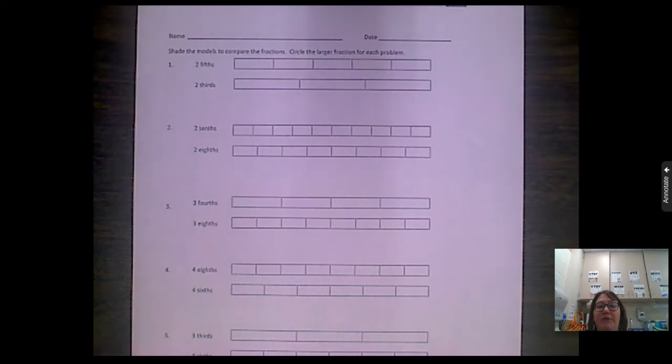So if you want to grab a colored pencil or a crayon, that might be easier for you to do the shading today and maybe a little bit more fun. You just need one color. And then we're going to be comparing fractions. So our I can statement for today: I can compare fractions by their size. Okay. So if you need to pause and grab a crayon or colored pencil, you can do that. And then I'll meet you right back here.